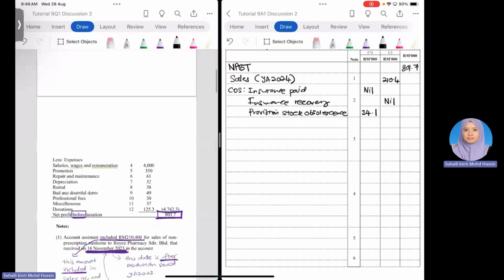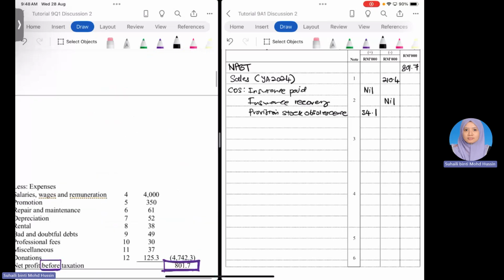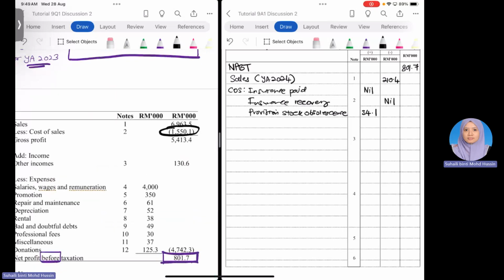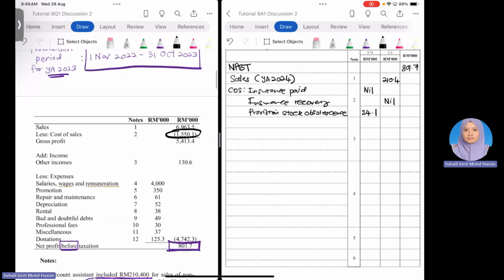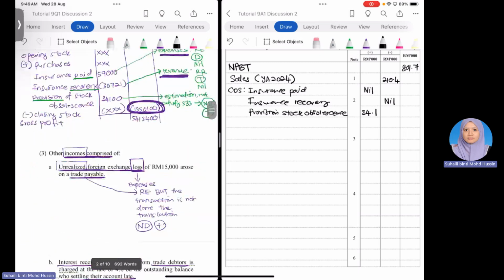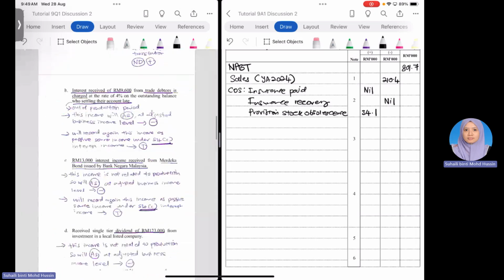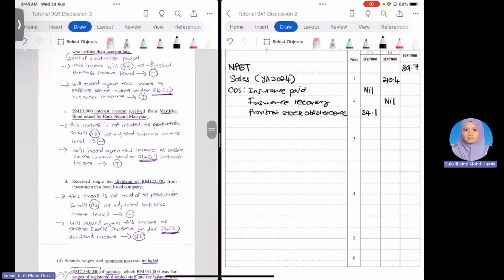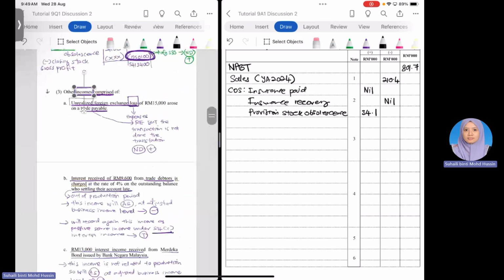Okay, so the item in number 3 is other income. You already added the amount of other income totaling 130,600 in arriving at net profit before taxation. So we see the detail of what you include in the other income amount. We have A, B, C, D. So you have 4 items that you include under other income.